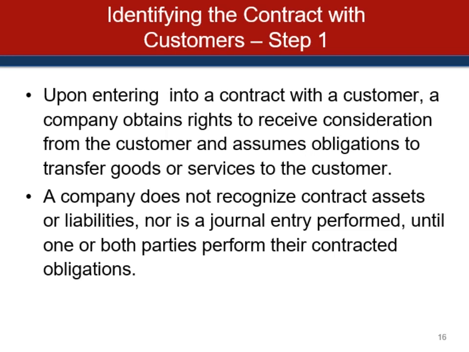A company should combine contracts and account for them as one contract if they constitute one set of obligations which are related. If the contract doesn't meet the criteria specified above, then the revenue is recognized only when the performance obligation is satisfied and substantially all the consideration has actually been received. So in that case, you wait until you've actually gotten the cash before you record the revenue.